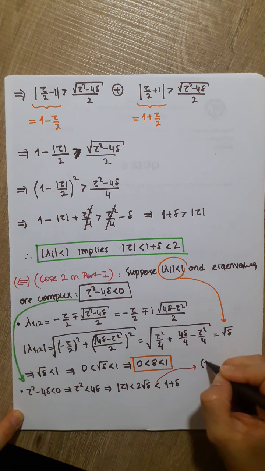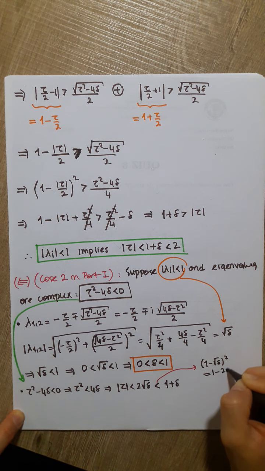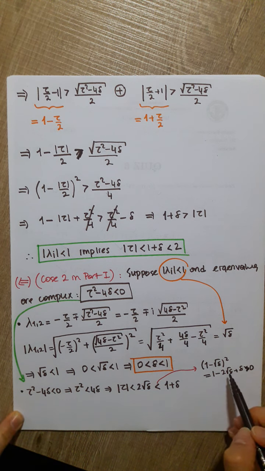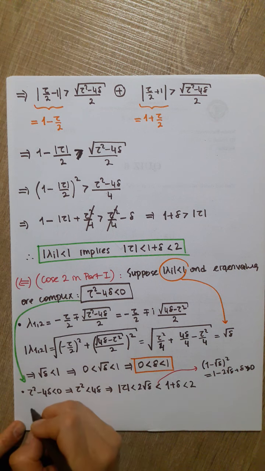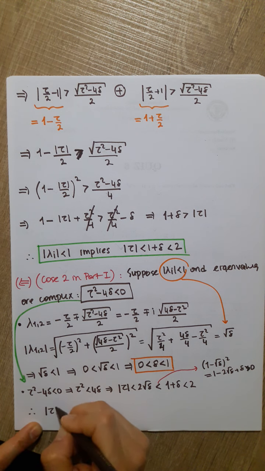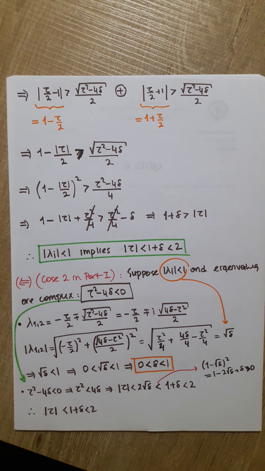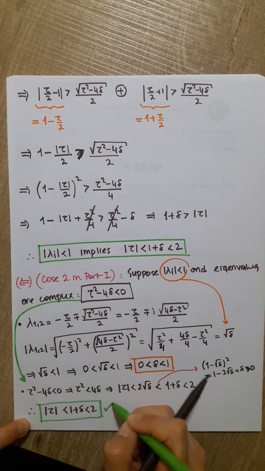We know that (1 - square root of delta)^2 is 1 minus 2 square root of delta plus delta, and this is greater than 0. So I just take it to this side: 1 plus delta is greater than 2 square root of delta. And I know that delta is less than 1, so this is less than 2. As a result, I can show the same thing again. If you have complex eigenvalues, you still have the same thing.